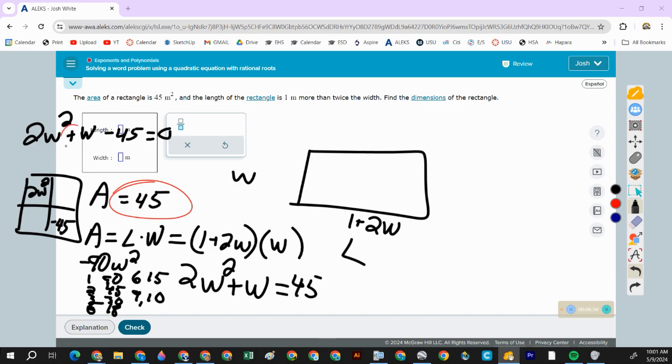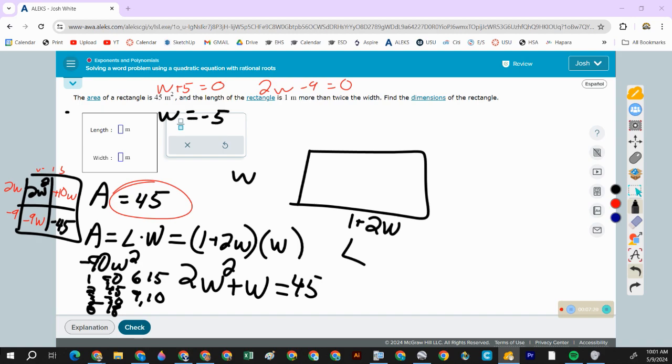And I need a positive 1. So plus 10W and negative 9W. So I pull out a 2W, and I'm left with W plus 5. And then pull out a W, and I'm left with 2W minus 9. So W plus 5 equals 0, and 2W minus 9 equals 0. So W equals negative 5, and W equals add the 9 and divide by 2, 9 over 2.